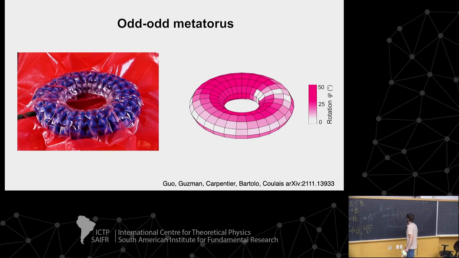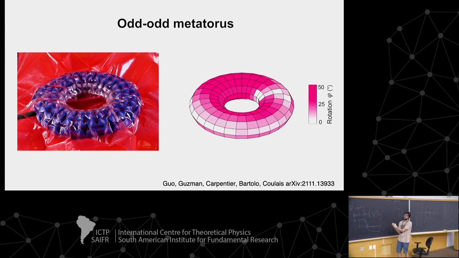So if I draw phi as a function of x, I will have one value of phi that goes from a positive value to a negative value. So that means I have a domain wall between one value of my order parameter to the other value of the order parameter. Okay?